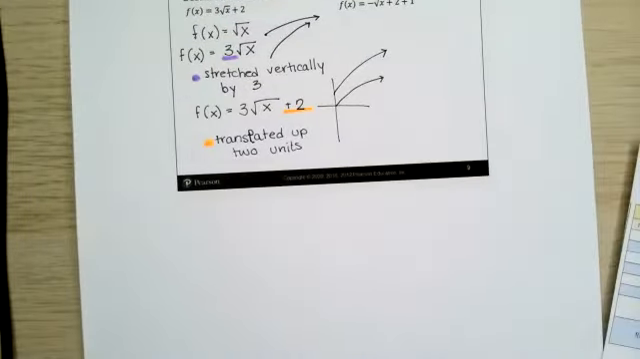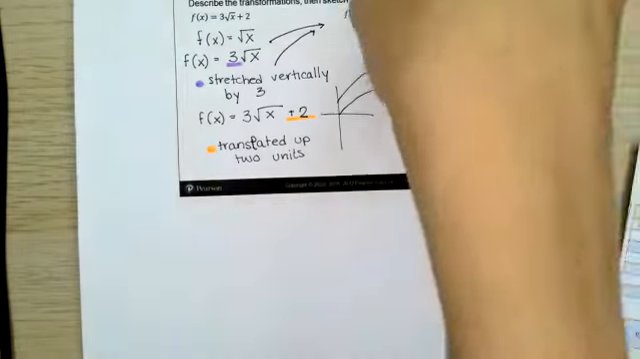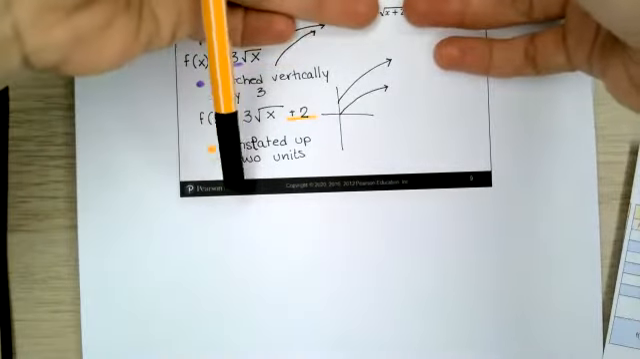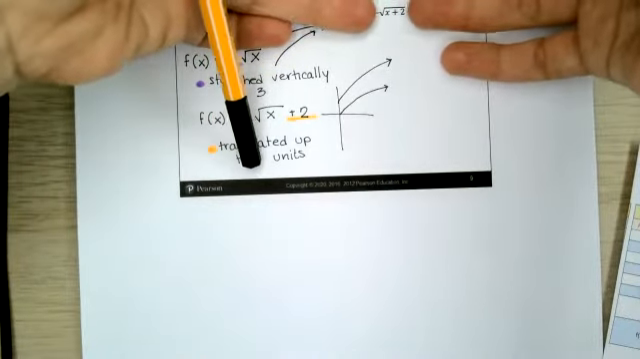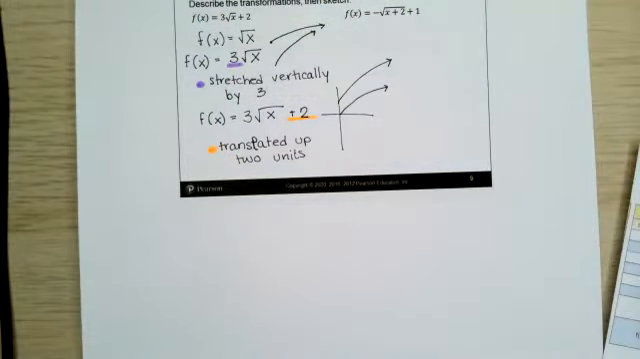All right, and our last one, f of x equals negative square root of x plus 2 plus 1. Another important thing that I did not even mention until the very end of this lesson, I apologize, is always work from the inside out, like you're doing PEMDAS. So the square root of x plus 2 first, then the negative, then the 1, okay?